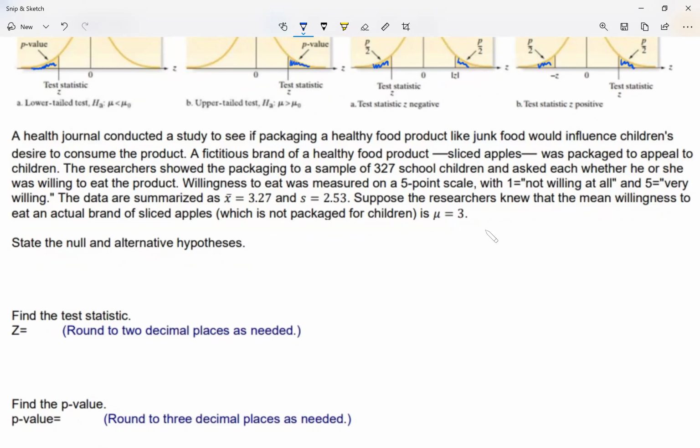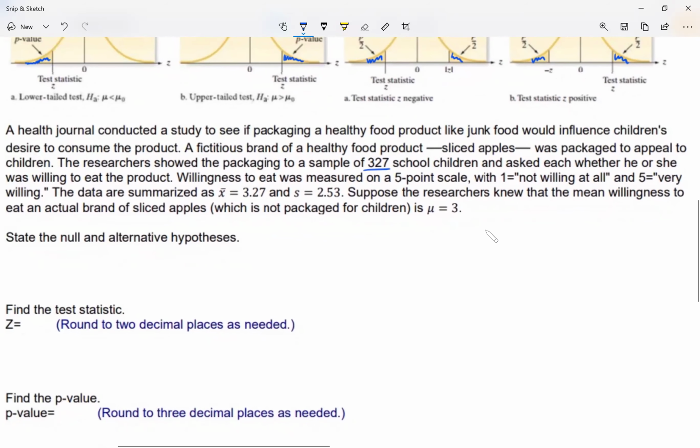Now, the researchers showed that packaging to a sample of 327 school children. Let me see that, 327, that's my N. Let me underline it because I'm going to use that. So they interviewed 327 school children and asked each of them whether he or she was willing to eat the product. Willingness to eat was measured on a 5-point scale, with 1 not willing at all and 5 very willing. The data are summarized as X crossbar, 3.27. The standard deviation of our sample is 2.53, right?